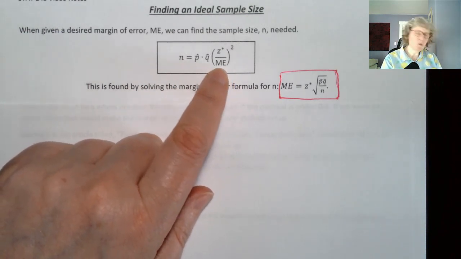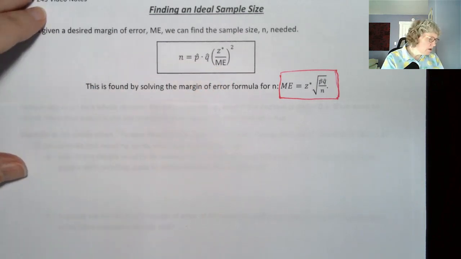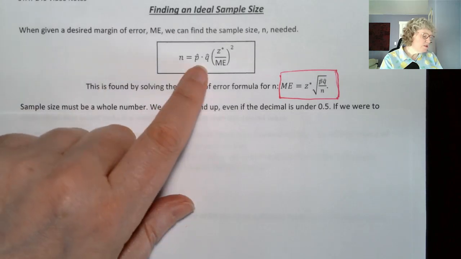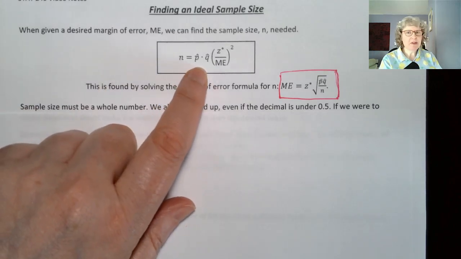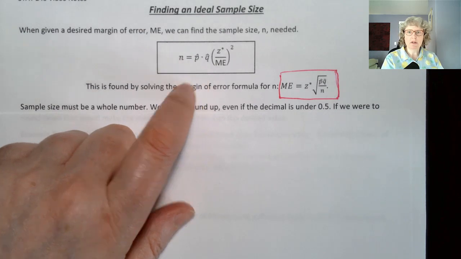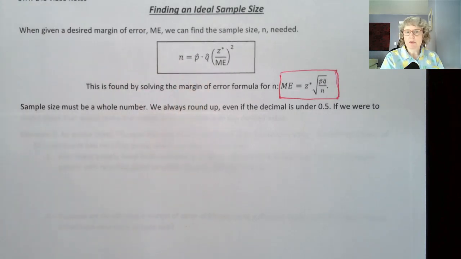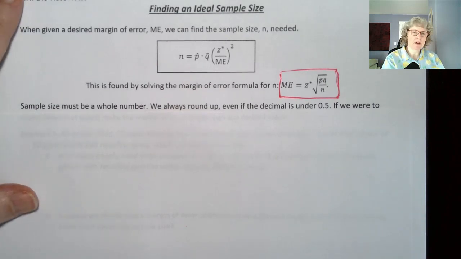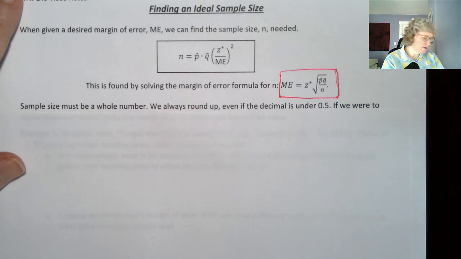ME stands for margin of error. That's great, but we do have to have an estimate for our P hat and Q hat in order to do this. So often we'll use a previous study. What do we think it is around? Otherwise, we need some kind of estimate in order to do this.